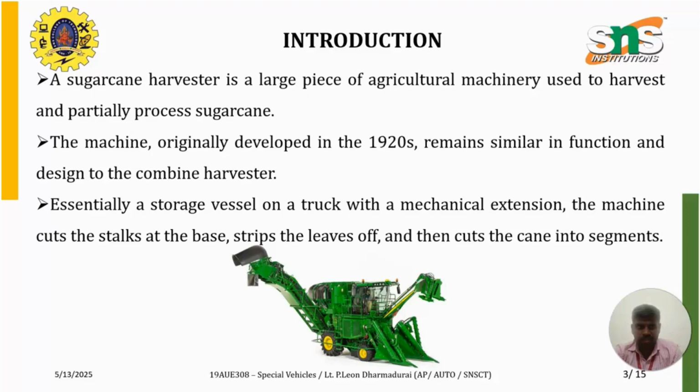So the sugarcane harvester is a single piece of agricultural machinery used to harvest and partially process the sugarcane. It was developed in the 1920s. Essentially, it is a storage vessel on a truck with a mechanical extension. The machine cuts the stalk at the base, strips off the leaves, and then cuts the cane into segments. So this is some introduction to this particular vehicle. Let us discuss the other salient features of this vehicle in the upcoming slides.